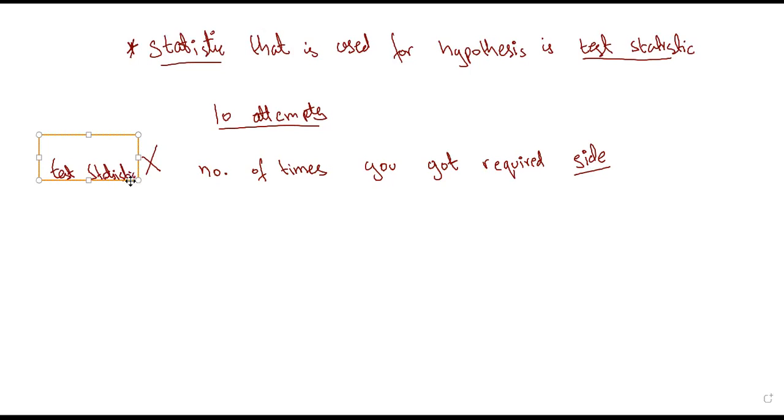Okay, so the test statistic is denoted by X. It basically is the number of times you get your required side. It could be a side of your dice, it could be a side of your coin, it would vary from question to question. Don't worry, you will understand everything in this example. Even if you have not understood anything so far, you would be able to understand everything after this example.